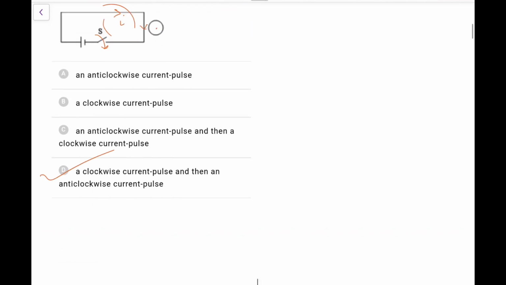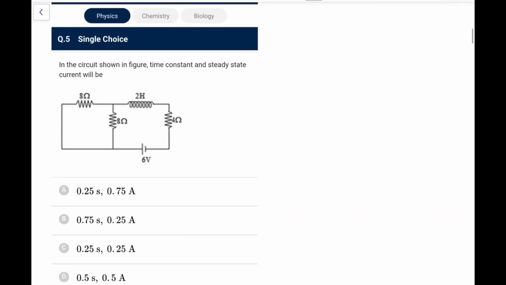So option D is the most appropriate. You can do that based on your EMI knowledge. In the circuit shown in figure, time constant and steady state current will be. Let's look at the circuit. Steady state current is quite easy.